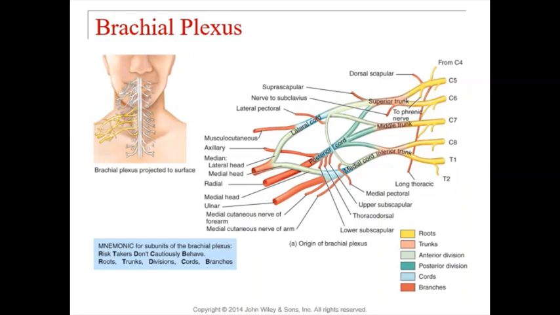So that's brachial plexus. Brachial plexus is made up of spinal nerves C5 through T1. It contains the radial nerve that allows you to sense on fingers 1 through 3 and half of finger 4, and the ulnar nerve that allows you to feel finger 5 and half of finger 4. So that's brachial plexus.